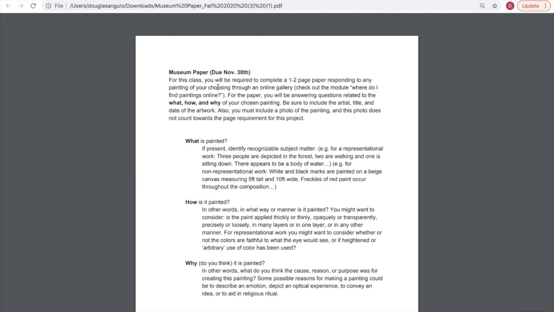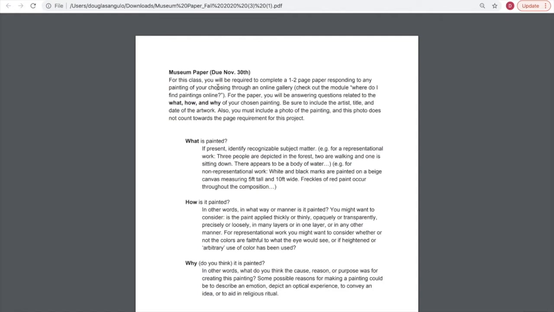But before you write about the what, how, and why, you're going to want to introduce your painting. You're going to want to let me know who the artist is, what the title of the work is, if there is a title, and the date the painting was made. Also, you need to include a photograph of the painting, just so I can see what you're talking about. Okay, once you've done those things, then you're going to answer these 3 questions, and you can answer these questions each in their own paragraph if you want.